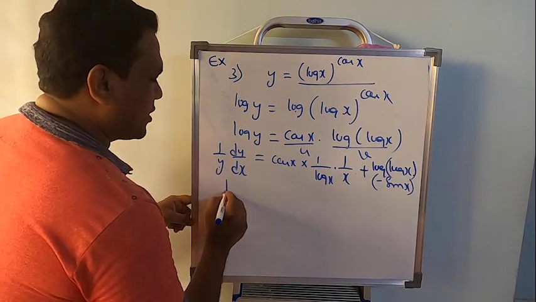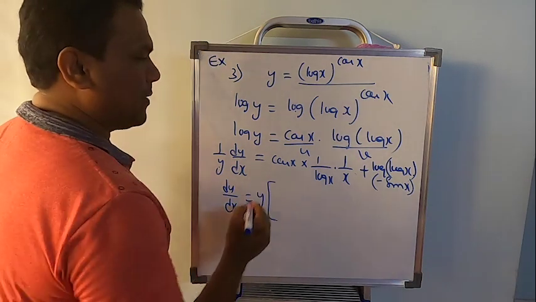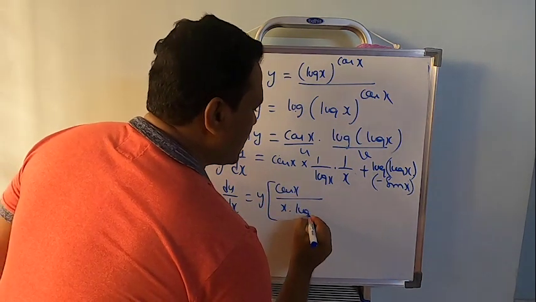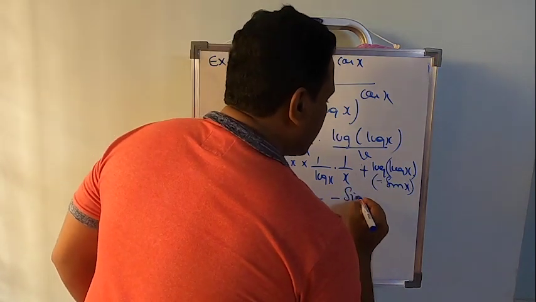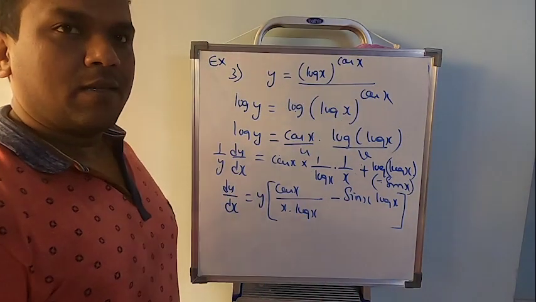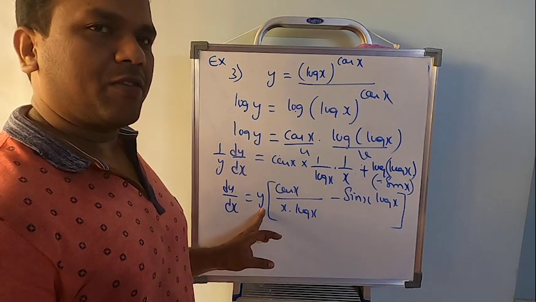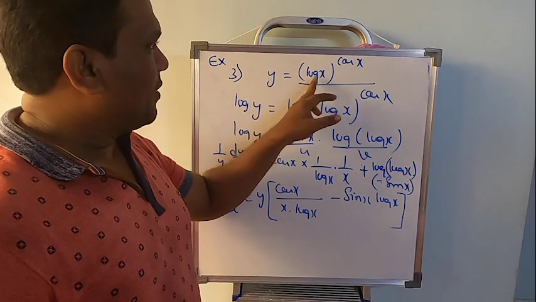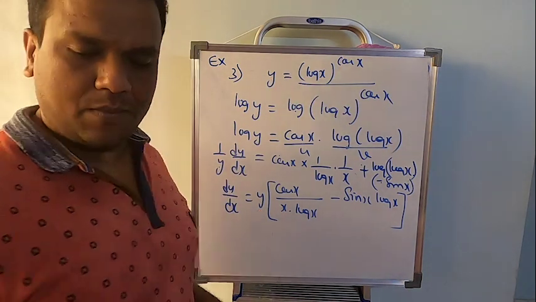This y I will be shifting to the right side. So dy by dx equal to y multiplied by, let's write this in the simplest form, cos x by x multiplied by log x. So plus into minus will be minus sin x multiplied by log x. The last step, replace the value of y every time. In every logarithmic differentiation, don't leave it as y, replace it by its value. The value of y will be log x multiplied by cos x. That should be replaced here.